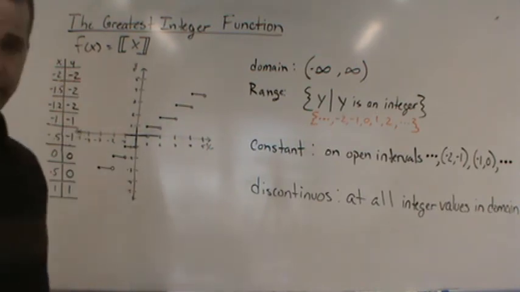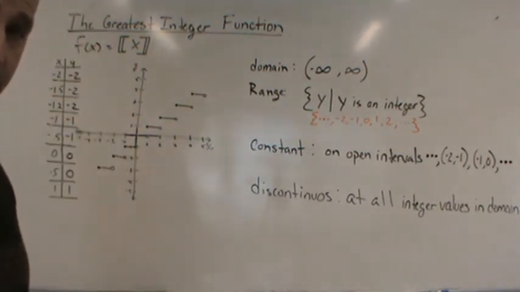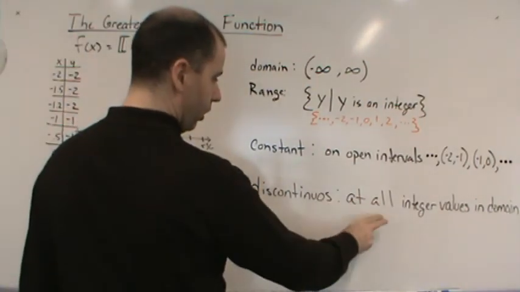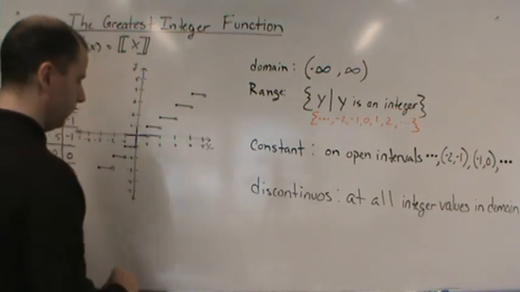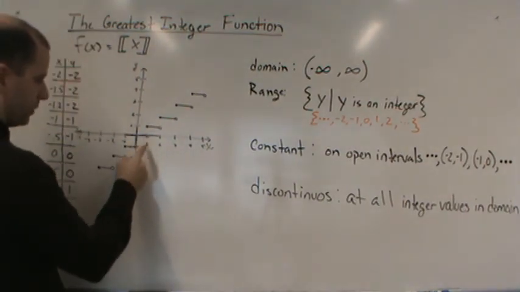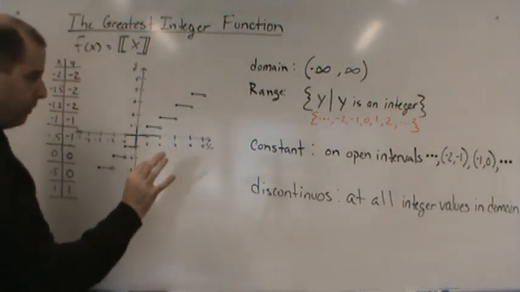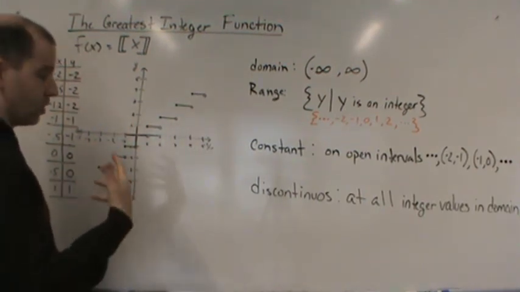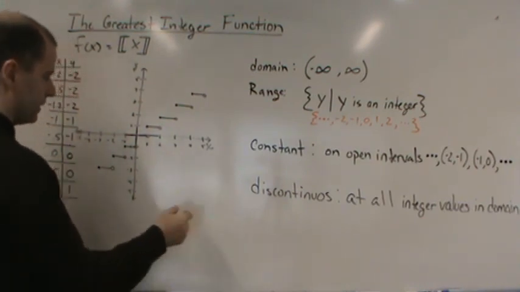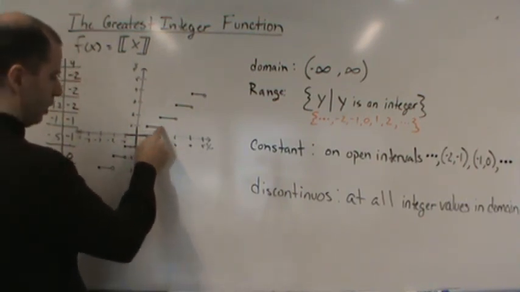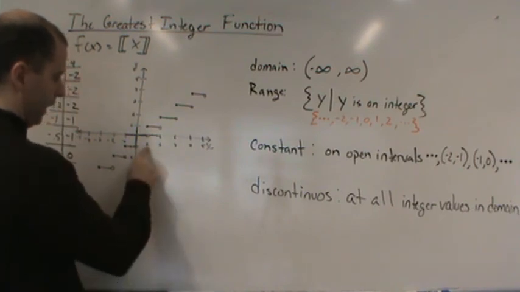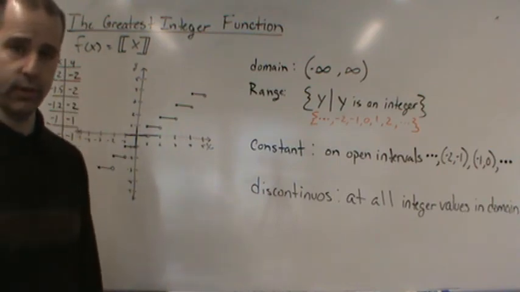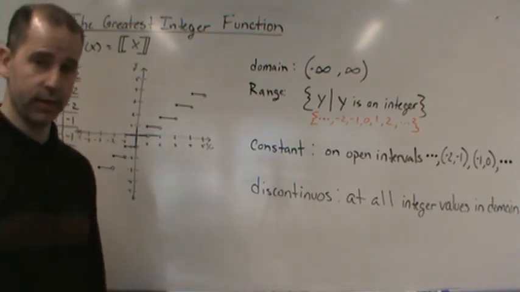Now, continuity or continuous. Well, in this case, it's easier to talk about discontinuous. So in this case, this is discontinuous at all integer values in the domain because that's where the graph jumps. It's continuous everywhere else, but the easiest way to say this, as far as continuity, is to talk about where it's discontinuous. So we would say that, hey, this is discontinuous at all integer values of the domain. So at all integer values of x, that's where it's jumping. So that's where it's discontinuous. Okay, and that's the way to understand the greatest integer function.